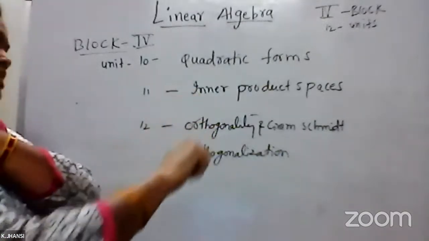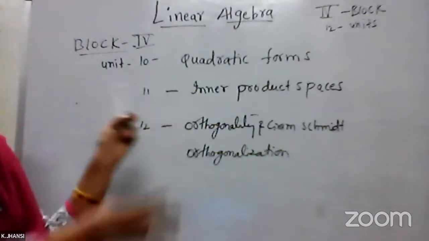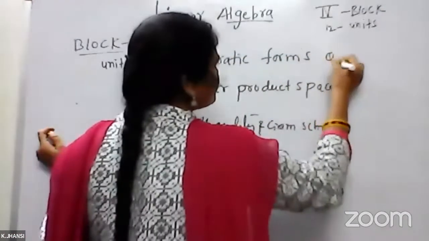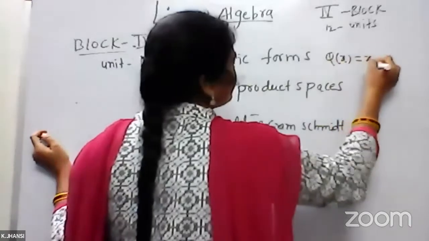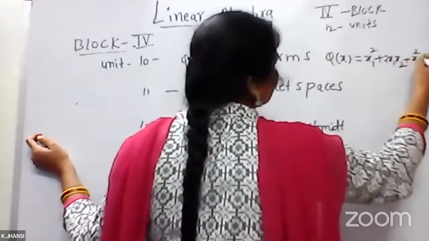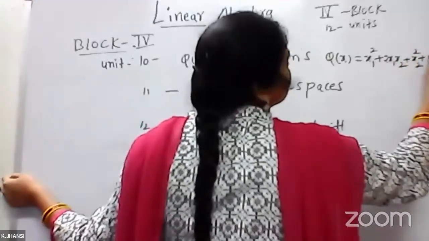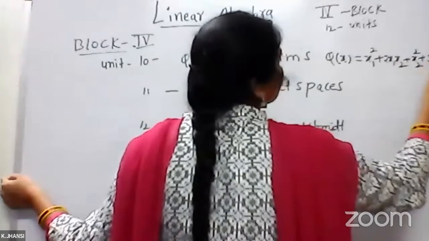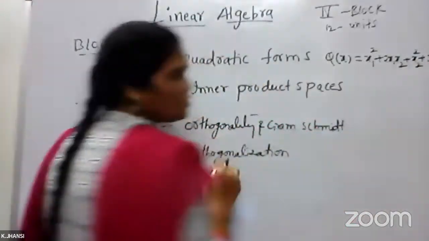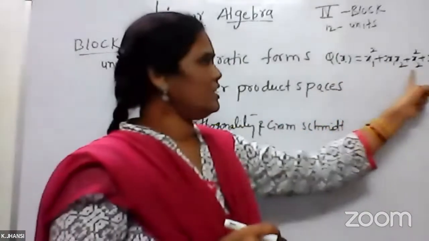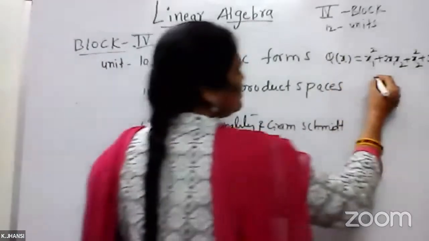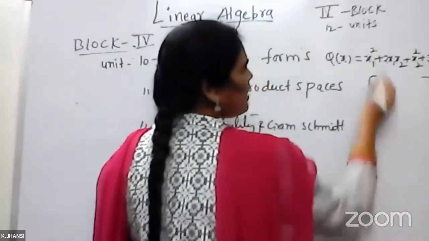Quadratic form is nothing but a matrix will be given. When you write that in the form of Q of x equals x1 square plus 2 x1 x2 plus x2 square plus 3 x1 x2, or else you will have x1 x3. Okay, so when you write in this form, this is called a quadratic form. When you write this in the form of a matrix, it is called the matrix form.